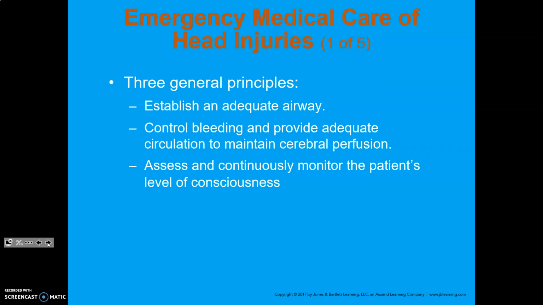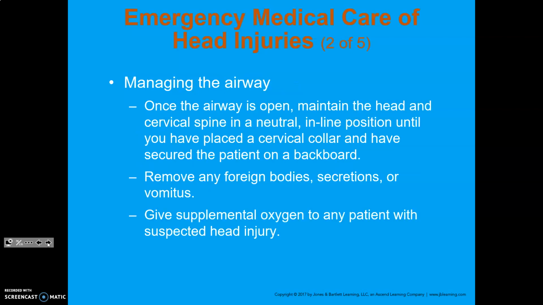What are we going to do? Airway first, just like always. ABCs. Airway, breathing, circulation, or CAB, whichever way you want to look at that. Control the bleeding, maintain the airway, make sure they're breathing properly, and then just keep monitoring that patient. Okay? Airway, we're already doing it. Inline neutral position, that's C-spine. That's what you're doing when you have C-spine.